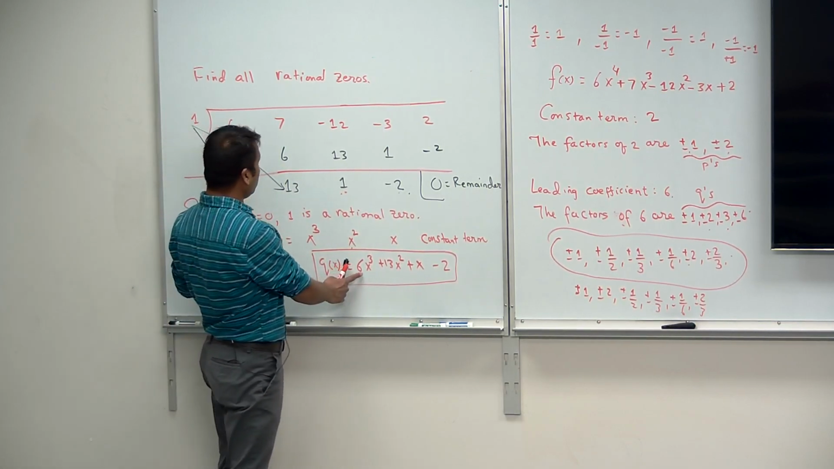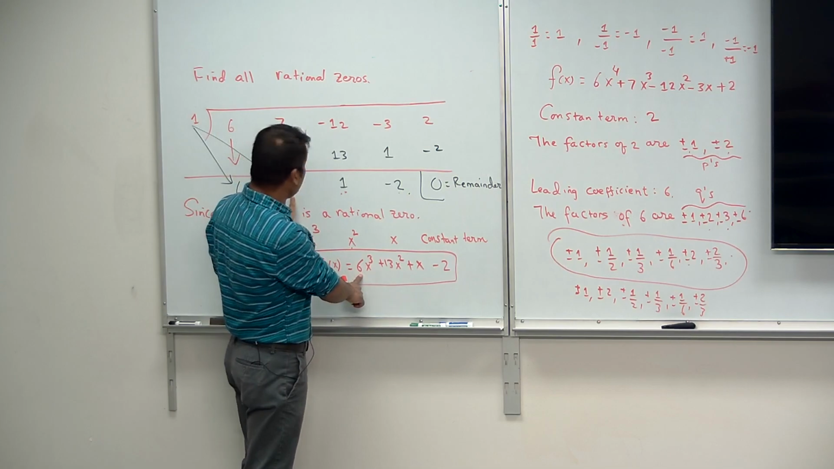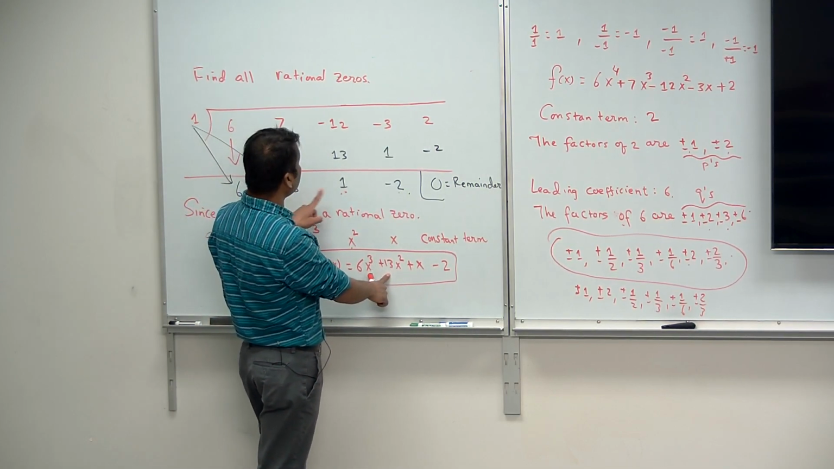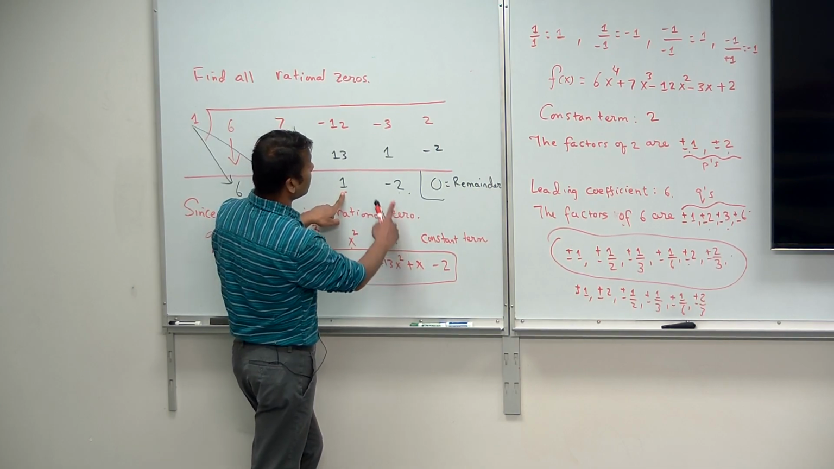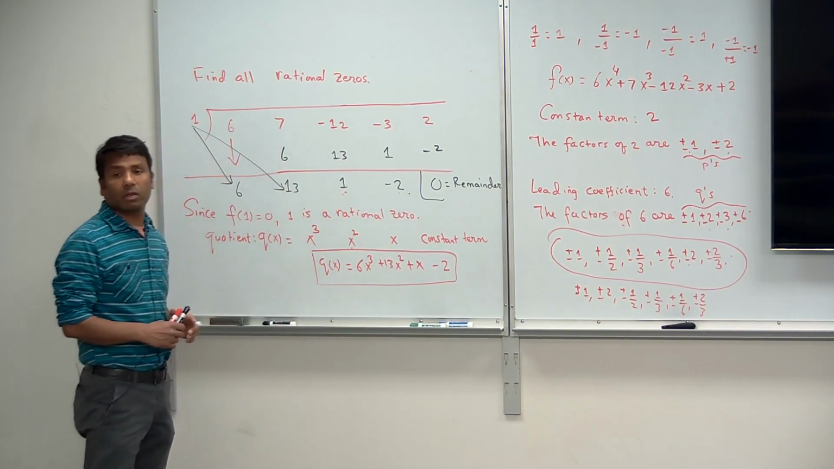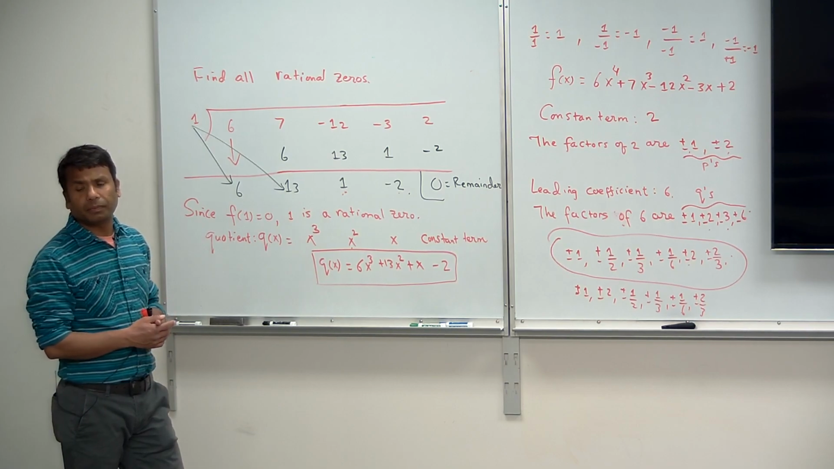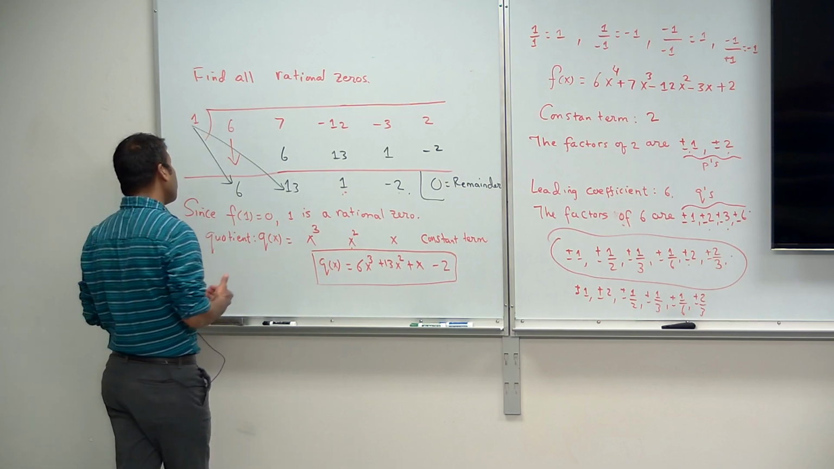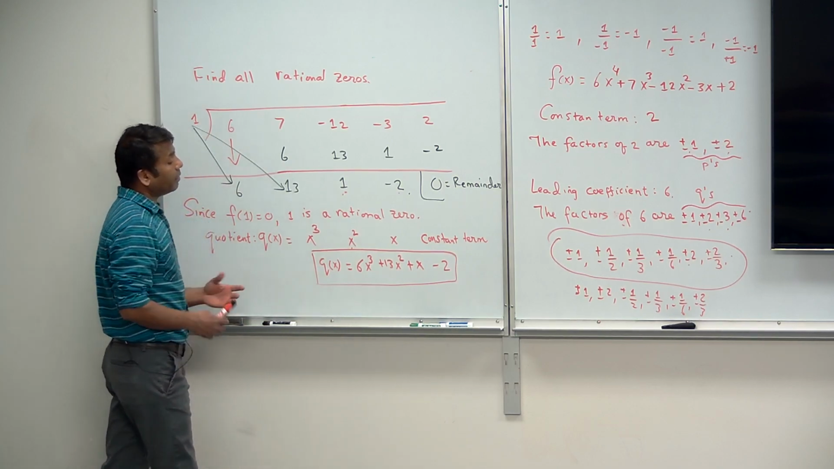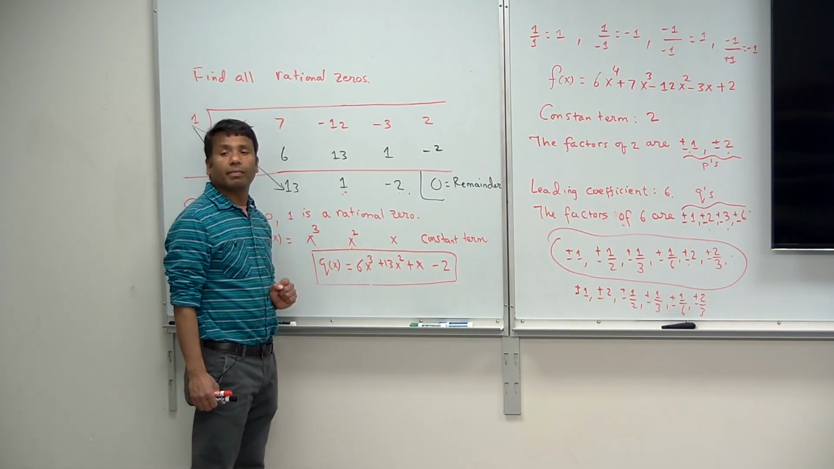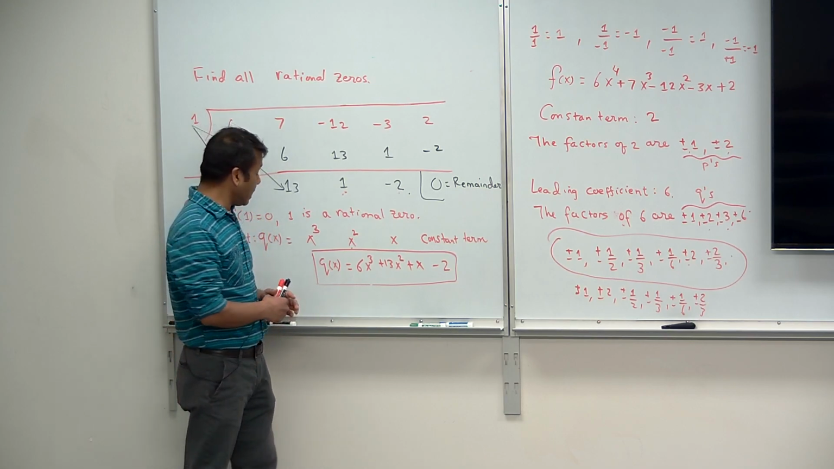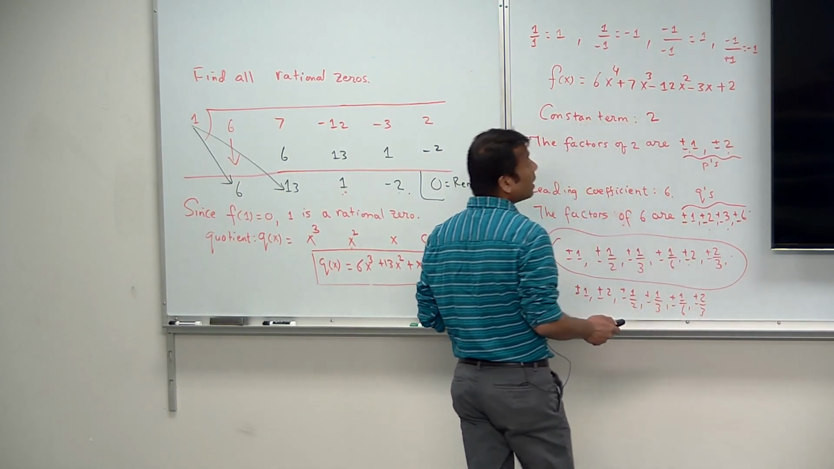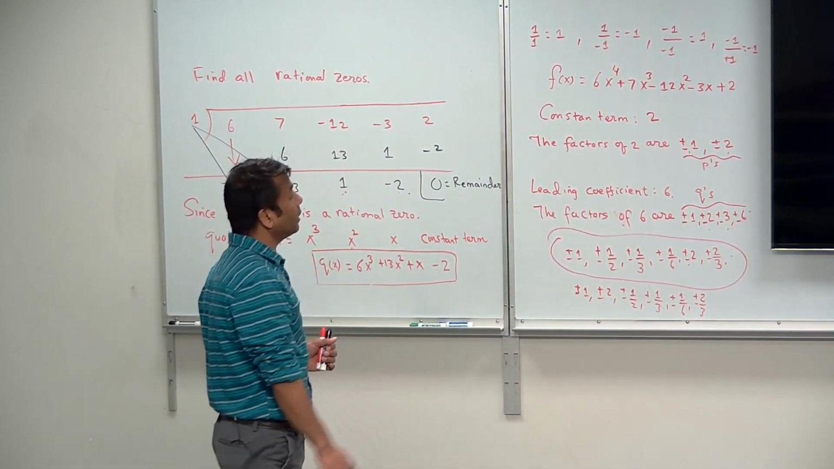So 6x cubed plus. This 13 will be the coefficient of x square. 13x square plus 1 times x is x, and the constant term is what? -2. You got it, right? So now you have to repeat the same process for this. That makes sense? Are you guys with me? So you see, we got 0, right?